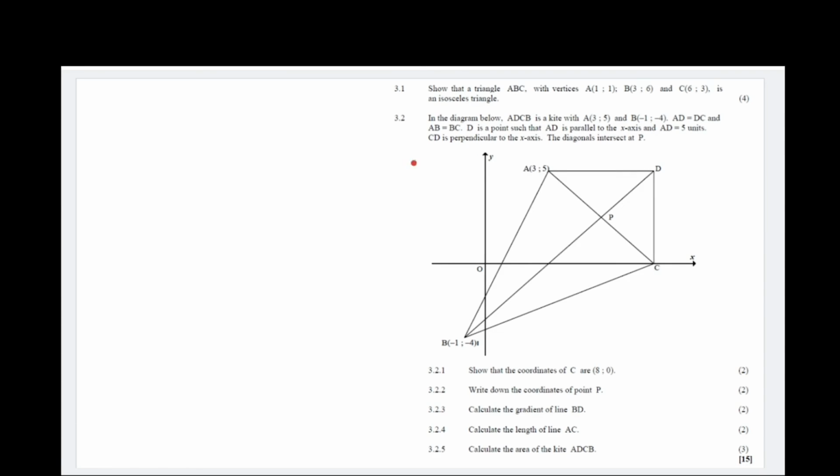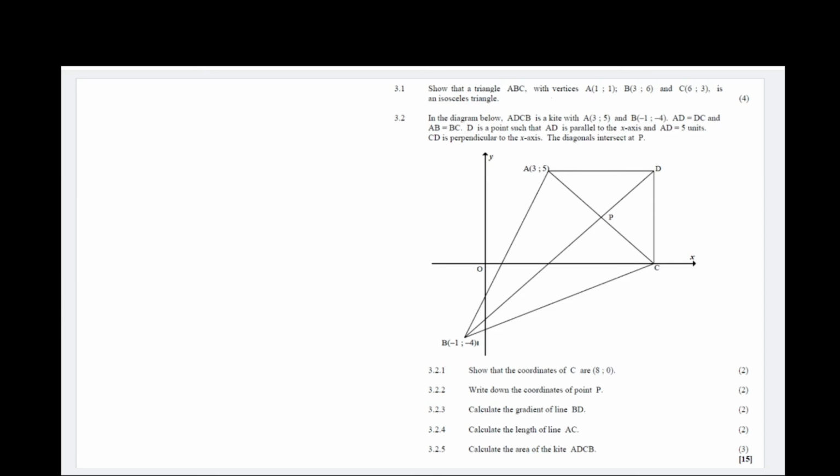The first question, which is not part of this diagram, because there's a first question and then a second question, so this is followed by this. All these questions are based on this diagram, but the first one says that you need to show that triangle ABC with vertices A, B, and C is an isosceles triangle.